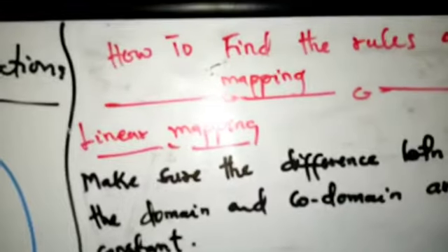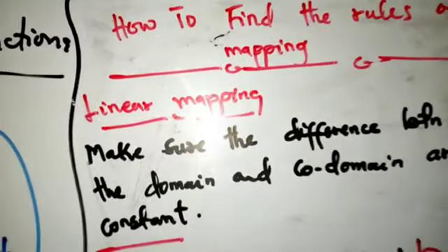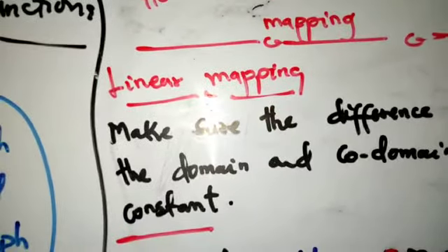So here you can see that I'm looking at how to find the rules of a mapping. By mapping I mean the connection between two people. The first one we will discuss is the linear mapping.